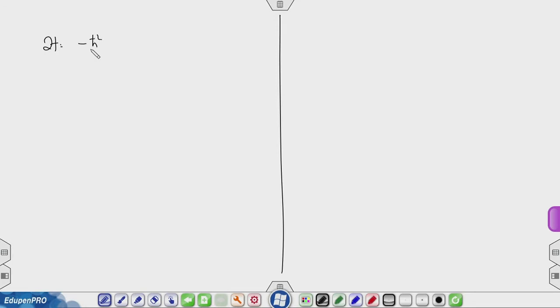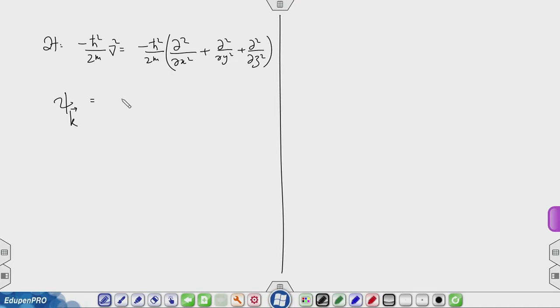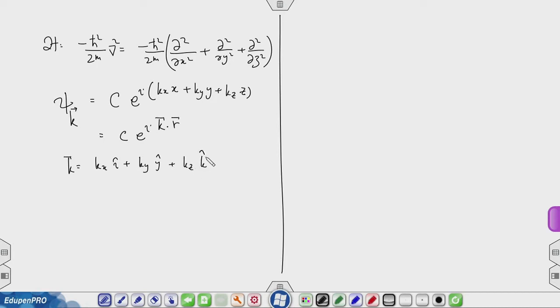So, H, which is minus h cross square over 2 m del square, is minus h cross square over 2 m times partial x square plus partial y square plus partial z square, and by separation of variables you can therefore write the wave function psi_k equals some constant c times e raised to i (k_x x plus k_y y plus k_z z), which is c e raised to i k dot r, where the k vector is k_x i plus k_y j plus k_z k, and r is x i plus y j plus z k. The momentum operator acting on psi gives you h cross k psi.